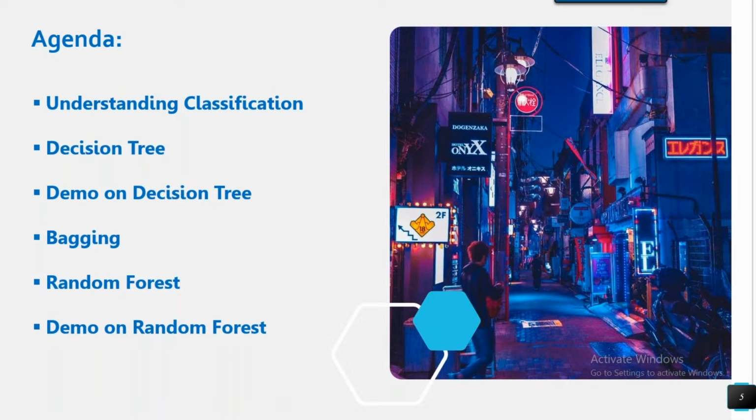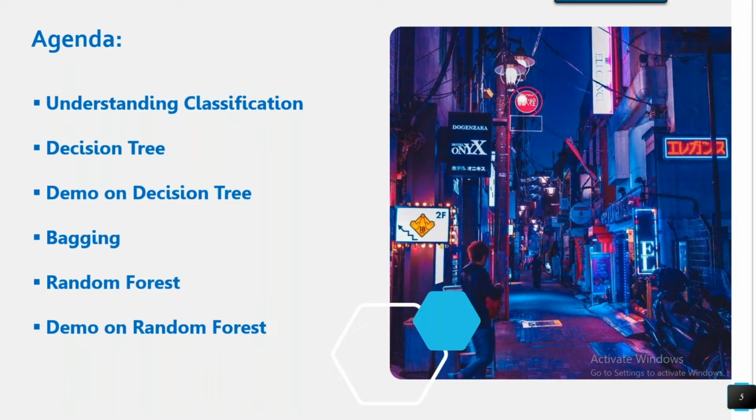Now this is the main agenda we want to discuss. Number one, understanding classification. Number two is the decision tree. Number three is the demo on decision tree, how to create a tree model, then bagging, random forest, and the demo for the random forest model also.